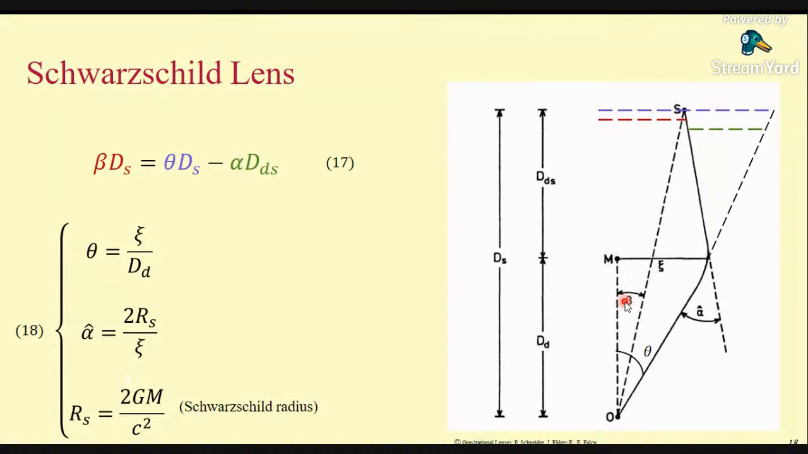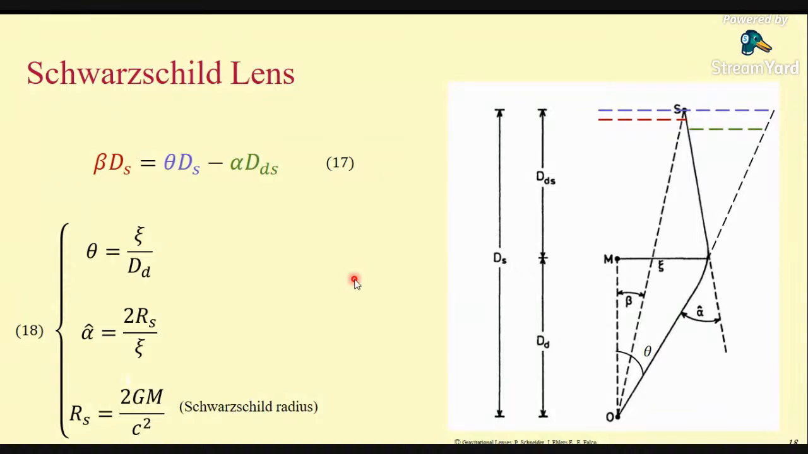And a light ray from the source, which passes the lens at the distance kc, is deflected by alpha, as you see here. And the observer sees an image of the source at the angular position theta. Something like here. The condition that this ray reaches the observer is obtained solely from the geometry of the picture, as you see in equation 17. That, I think, is clear.